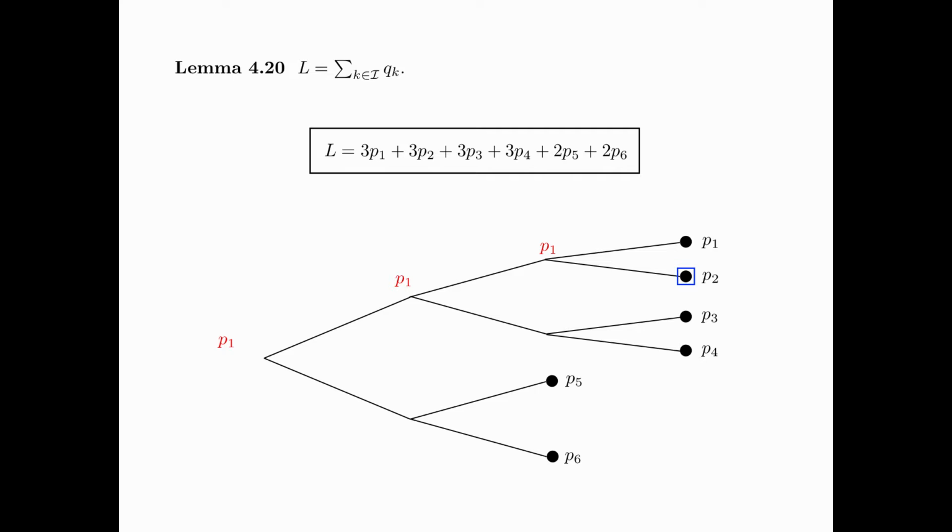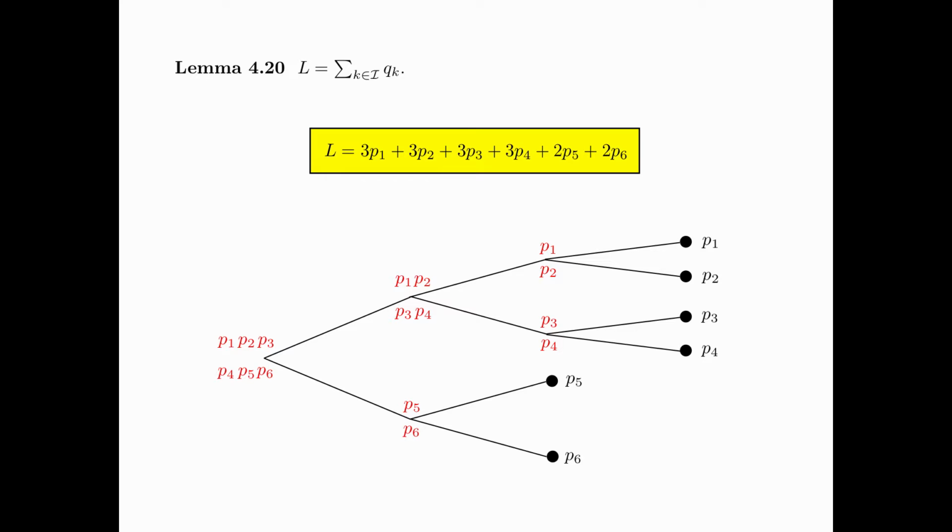Then we do the same for P2, for P3, for P4, for P5, and P6. It is then clear that the total value of all the probability masses that we have put at the internal nodes is equal to the expected length of the code.